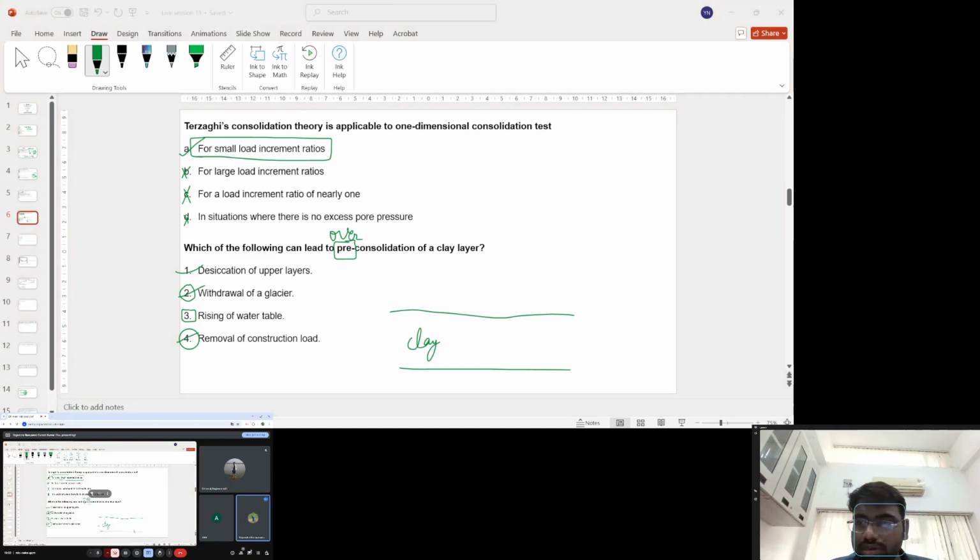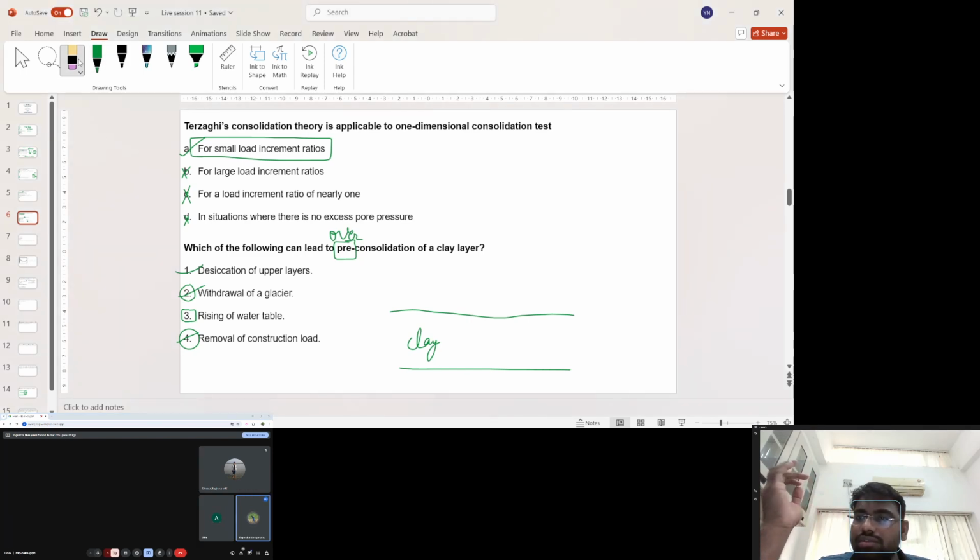Any doubts? Still, there was small confusion, sir. The second and first one look like opposite words, sir. Yeah, the withdrawal of the glacier. Since this question is creating confusions, let me reframe this question as such. So let us consider this as over consolidation of clay layer, which can lead to over consolidation of the clay layer, all right.